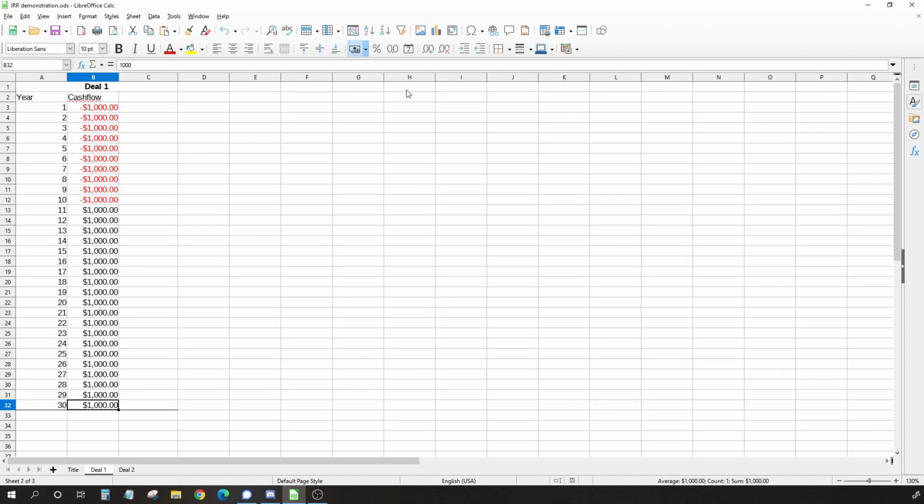Say someone comes to you with the following deal. You will pay out $1,000 for 10 years, represented here by these cash flows in red. And then after that, the company will pay you $1,000 every year for 20 years, effectively doubling your money after 30 years.